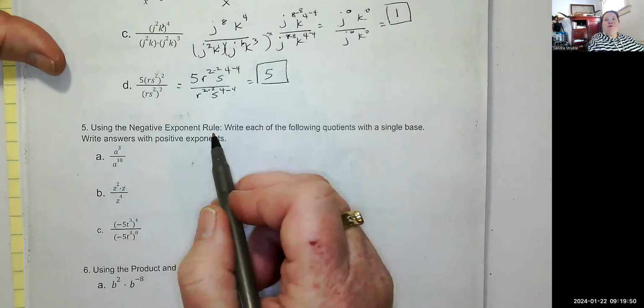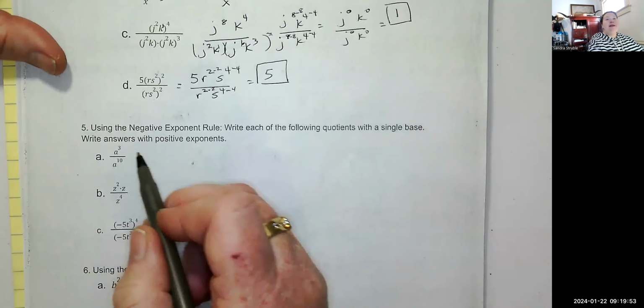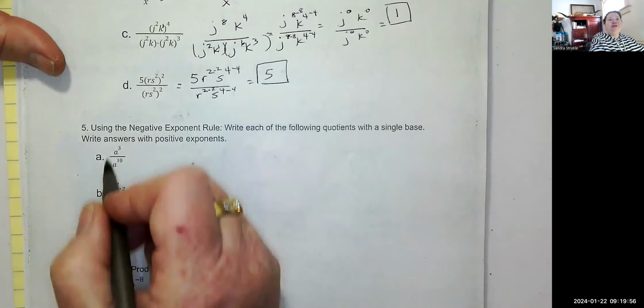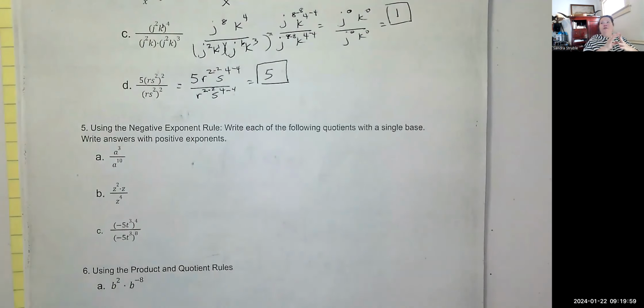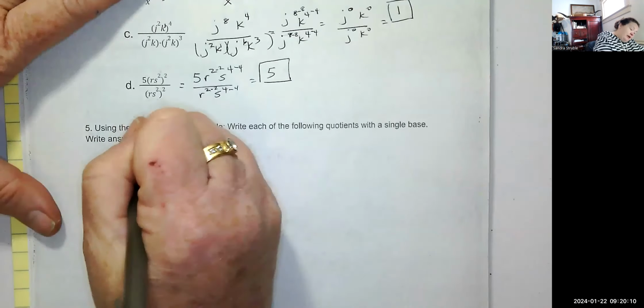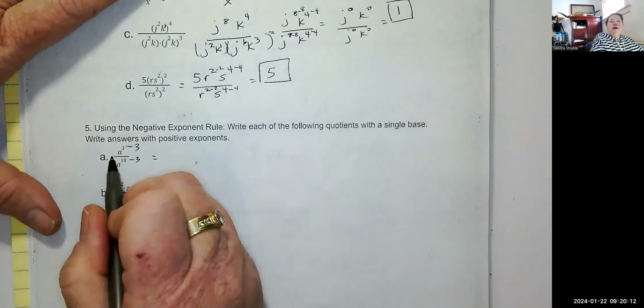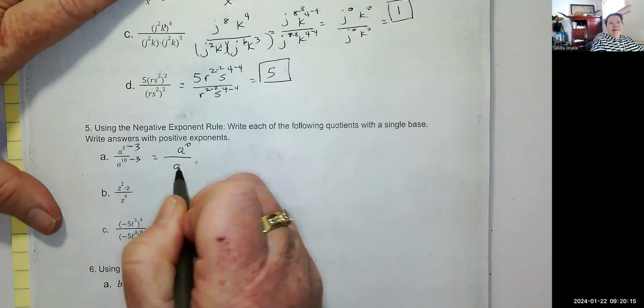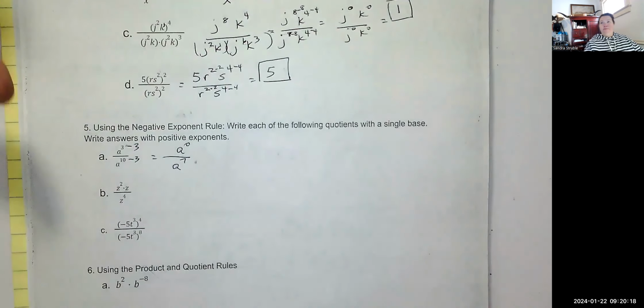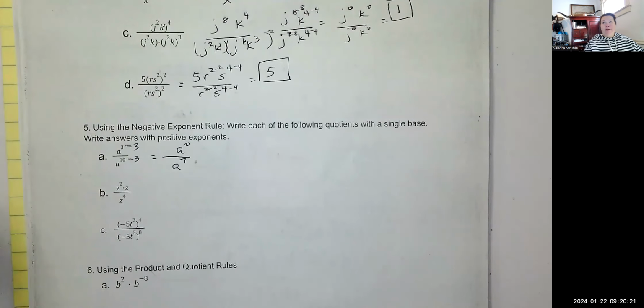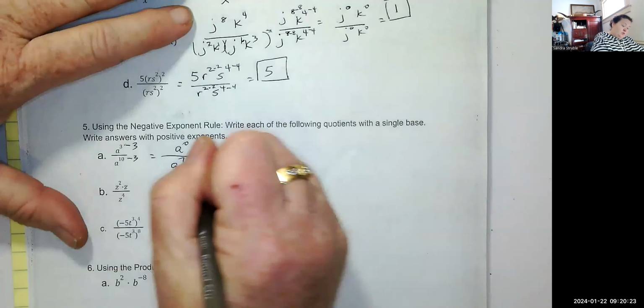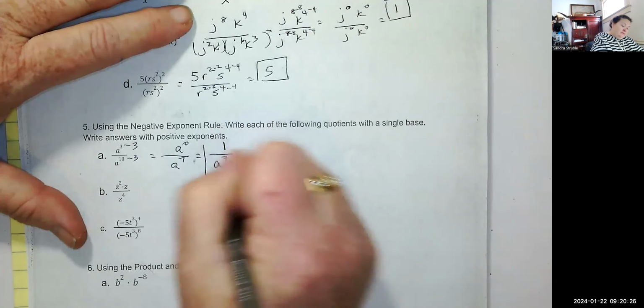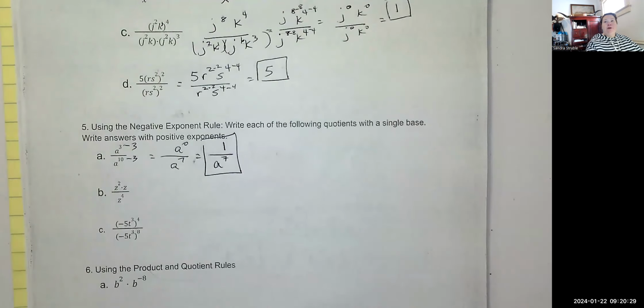Using the negative exponent rule, write each of the following quotients with a single base. Write answers with positive exponents. This is what I was referring to. So in this case, we've been taking all of our exponents to the numerator. Here, our exponent is positive and larger in the denominator. So we're going to bring the a cubed south to the denominator. So I'm going to subtract 3 from both, and I get a to the 0 over a to the 7th. The a to the 0 doesn't disappear. It's in the numerator now. So it's important. It is 1 over a to the 7th. Positive exponent, golden.